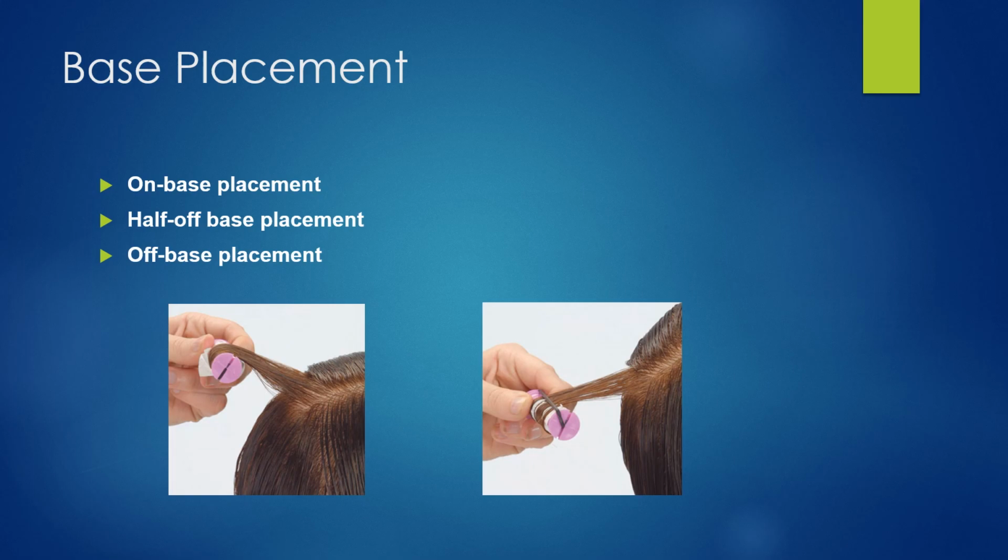This positioning minimizes stress and tension on the hair. Off-base placement is when the hair is wrapped at an angle of 45 degrees below perpendicular to its base section. The tool is positioned completely off its base section. This creates the least amount of volume and the curl pattern begins away from the scalp.